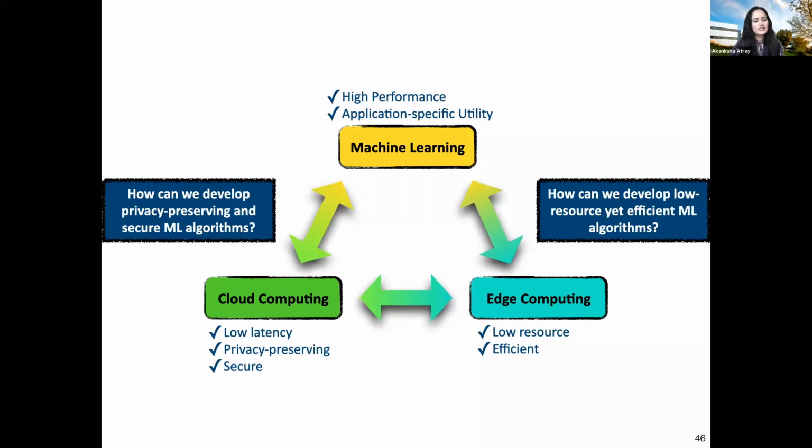From the machine learning and edge computing standpoint, we already have these great machine learning models, but how can we develop low resource yet efficient machine learning algorithms? Is there a way we can make them use less data, or is there a way we can make the complexity of the model itself less? And in this domain, I'm working on developing robust models for personalized modeling. I briefly mentioned that today.